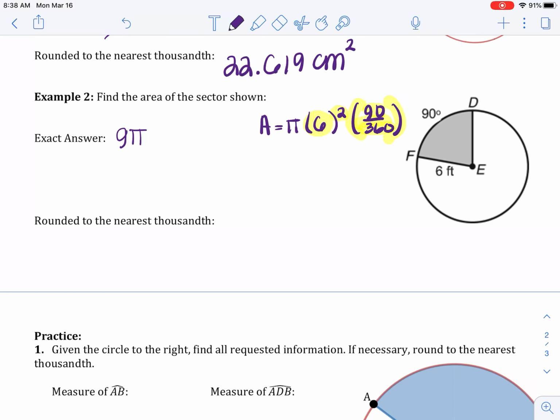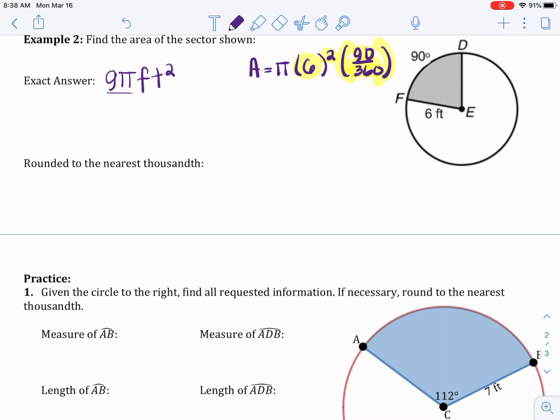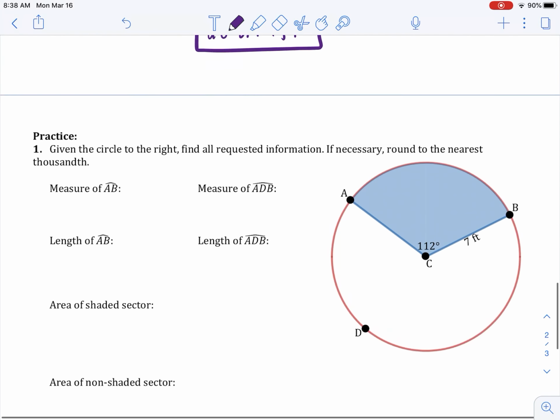So my exact answer is 9 pi centimeters. Nope, those are feet. Should go back and fix that. Feet squared. Put 9 pi in my calculator to see what the rounded answer is. 28.274 feet squared. Make sure you're using the pi button and not typing 3.14. That's a rounded answer, and we know we don't use rounded answers.